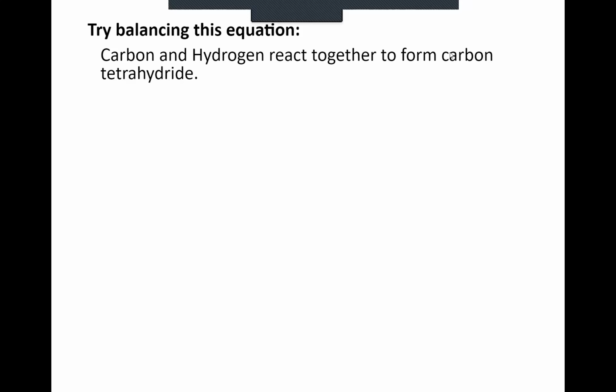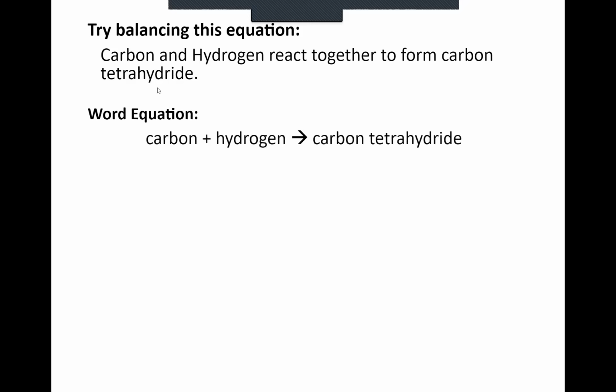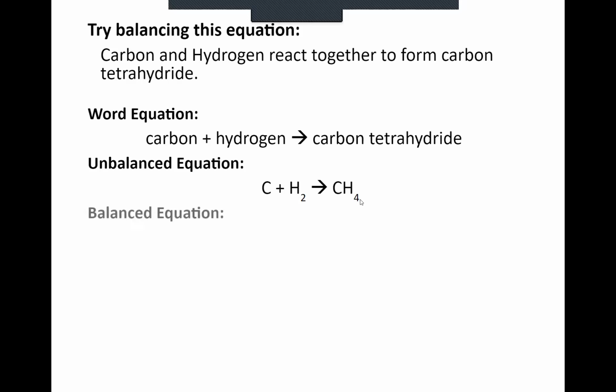Next, we look at the name carbon tetrahydride, and we think, okay, I know nomenclature for binary covalent compounds. I know that prefix tetra means 4. So carbon tetrahydride means 1 carbon and 4 hydrogens all bonded together. So one way to do this, I think this is a nice baby step. You can write the words carbon plus hydrogen yields carbon tetrahydride, and then think, okay, I know symbols, C for carbon, H2 for hydrogen because it's diatomic, and CH4 for carbon tetrahydride.